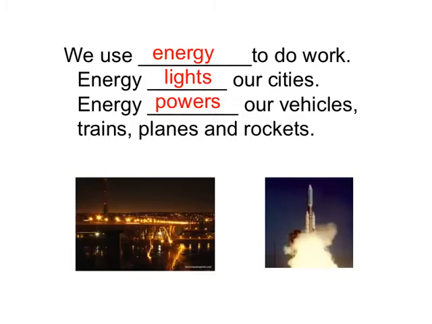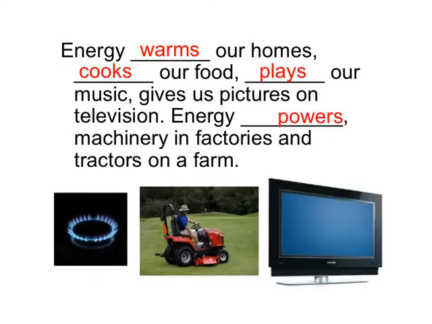So like I said, energy is everywhere around you, transferring from one form to another constantly. So we use energy to do work. It lights our cities, it powers our vehicles, the trains, the planes, the rockets. Energy warms our homes, cooks our food, plays our music, gives us pictures on the television. Energy powers machinery in factories and tractors on a farm. Everywhere you look around you, you can see energy taking place and moving from one type of energy to another.